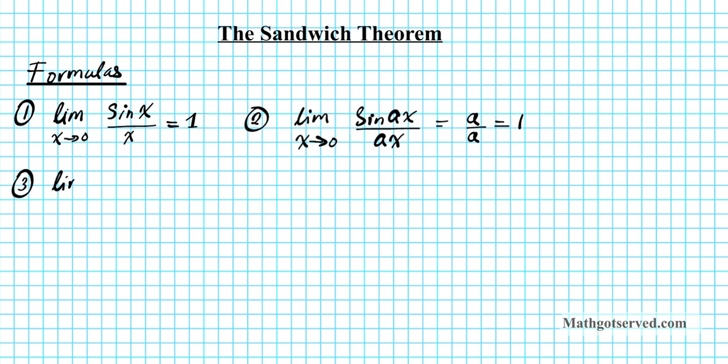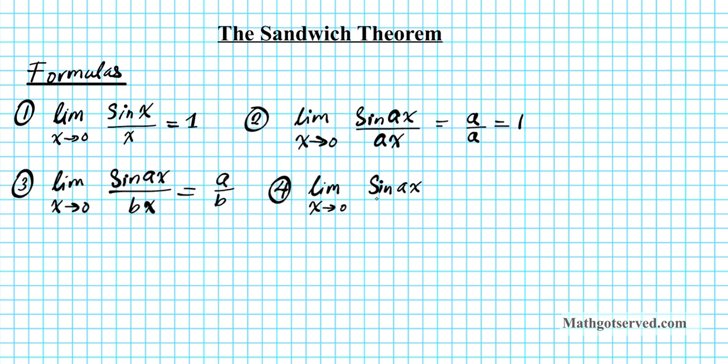All right? Okay, number 3. The limit as x approaches 0, this is another formula you should master, of sine ax over bx is equal to a over b, just like this. In this case, the a and a are the same. In this case, a and b are different, so you can reduce it. Okay? All right, number 4. The limit as x approaches 0 of sine ax over sine bx is equal to a over b, similar to that one right there.